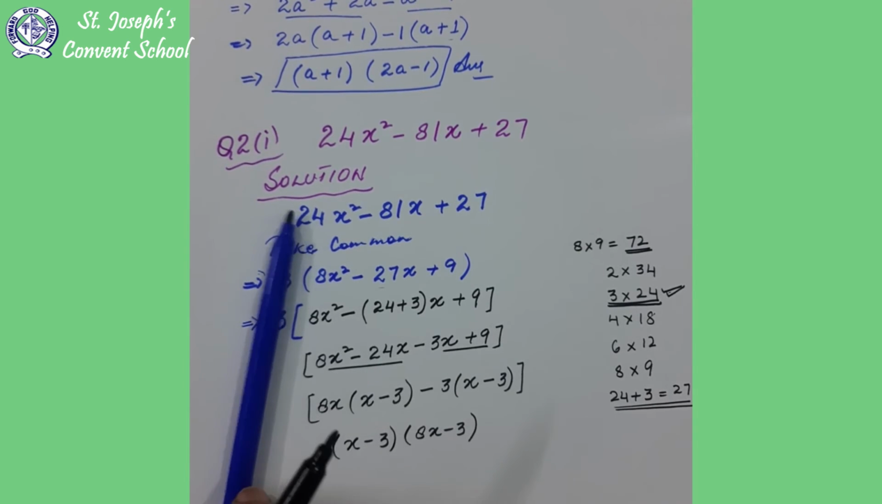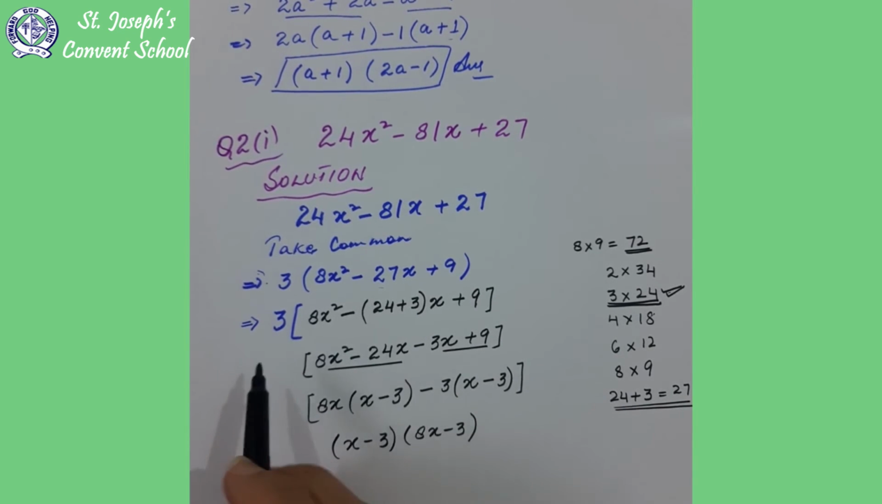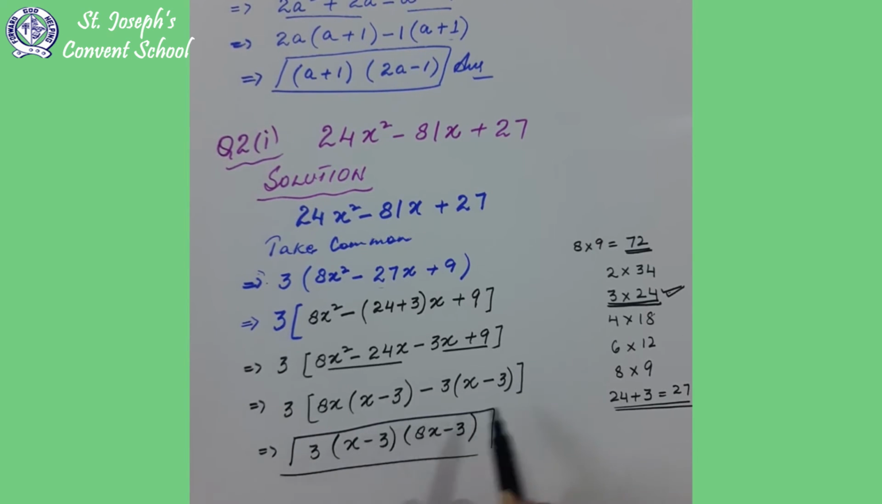Now this 3 you have to copy as it is. This common term 3 as it is, so in the answer also it will come. So this is the answer.